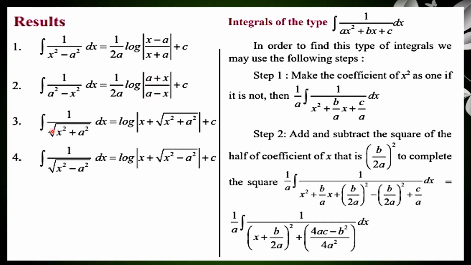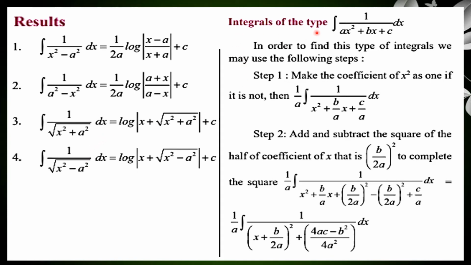And integral 1 upon root of x square plus a square dx is log modulus of x plus root of x square plus a square, plus c. And integral 1 upon root of x square minus a square dx is equal to log modulus of x plus root of x square minus a square, plus c. Compare the formulae and study them, because these are similar, so you can study them easily.